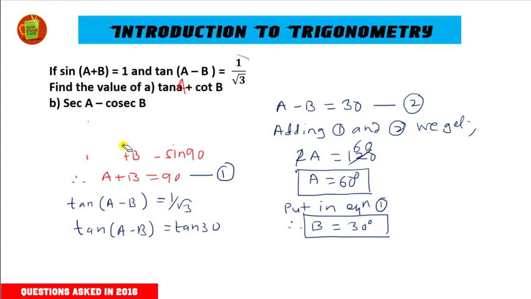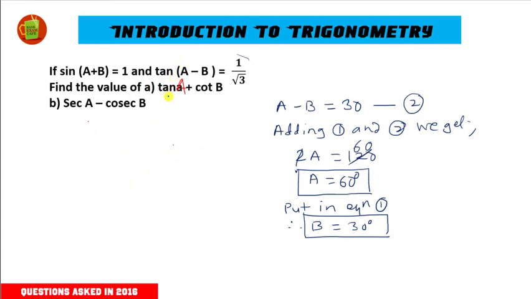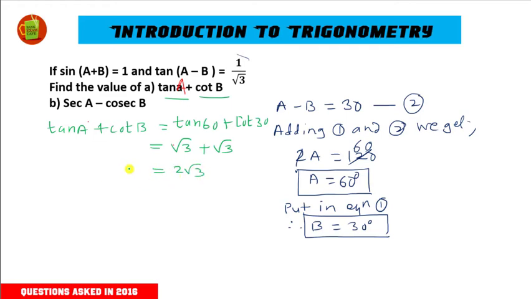So here friends, we will find the first value, that is tan A plus cot B. Tan A plus cot B is equal to tan of 60 plus cot of 30, since B is 30. So tan 60 is root 3 plus cot 30 is root 3. So root 3 plus root 3, that is 2 root 3. So this is your first answer. Highlight this also: tan A plus cot B is equal to 2 root 3.